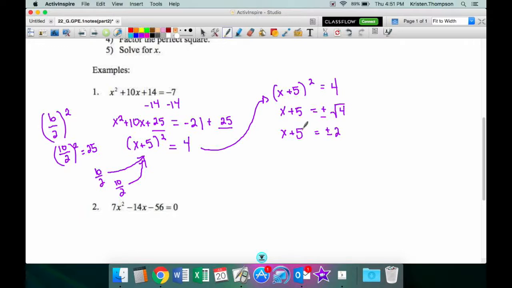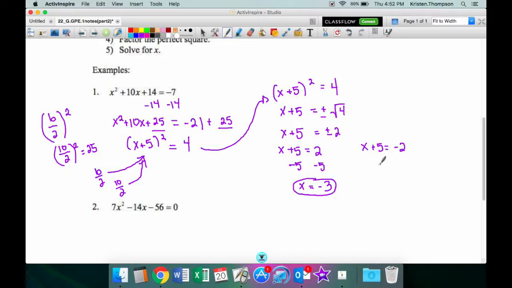So what we actually have is two solutions, or two problems now. We have x plus 5 equals positive 2, and we have x plus 5 equals negative 2. So we'll solve both equations separately. To solve the first one, we're going to subtract 5 from both sides, and we get a solution, negative 3. This is our first solution.